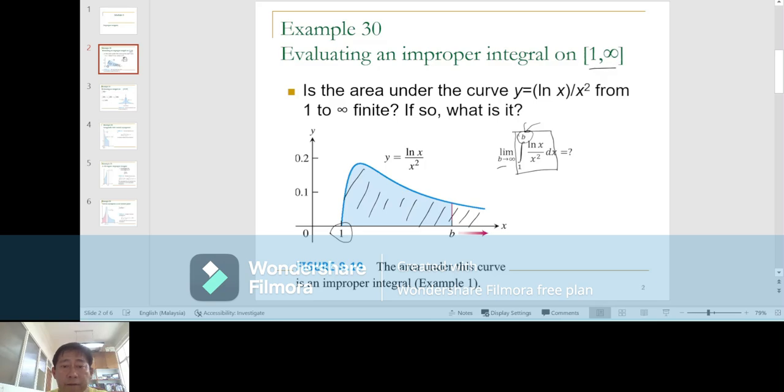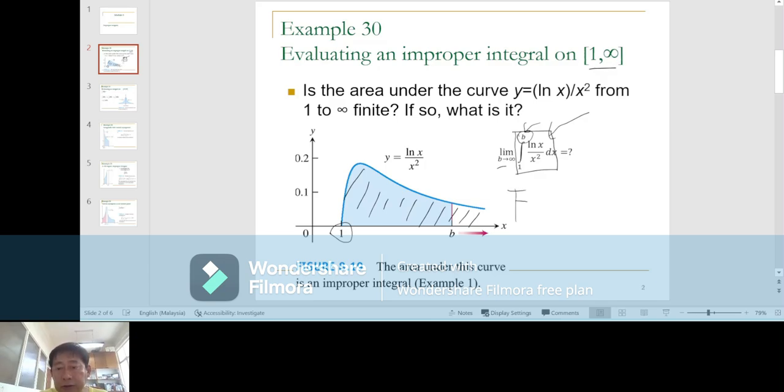The integration for the area under the curve for y has to be carried out in two steps. The first step is to obtain the explicit expression of the function in terms of b that represents the proper integration of ln x over x squared between the limits of 1 to b. At this stage, b is assumed to be a finite number.